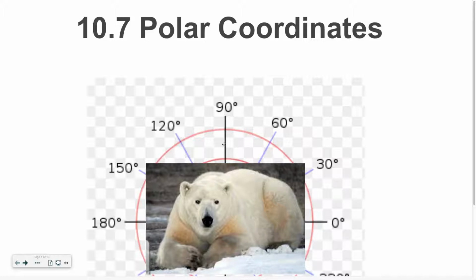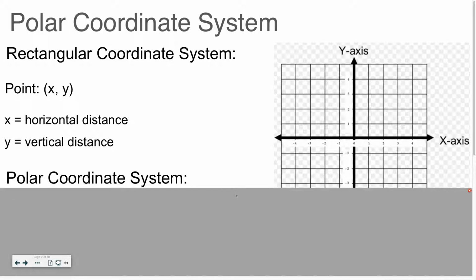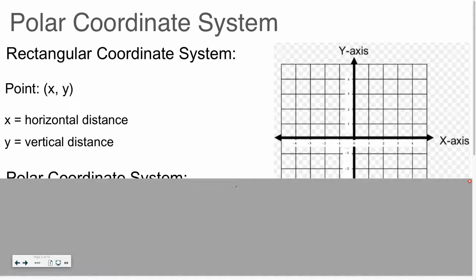Now, polar coordinates has nothing to do with a polar bear. I'll tell you why they're called polar coordinates here in a moment. The first thing that I had Max and Dallas demonstrate is what we call rectangular coordinates, where I give you a point x, y, and you move horizontally and then vertically, or horizontal, vertical, however you wish to do it.